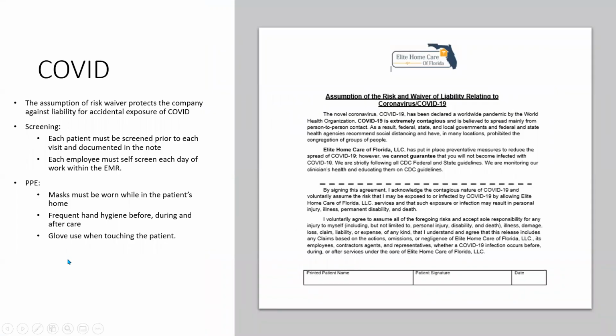There will also be a form in the admission packet that is the assumption of risk waiver that protects the company against liability for accidental exposure to COVID. And remember, screening is still in place. Each patient needs to be screened prior to every visit, and each employee needs to screen themselves daily and report to the office. PPE: masks are still being worn while in the patient's home. Always use frequent hand hygiene before, during, and after care, and glove use when touching the patient.